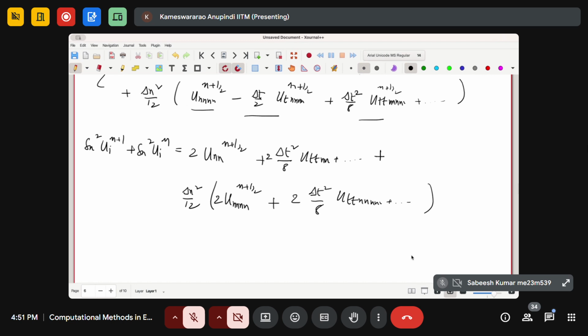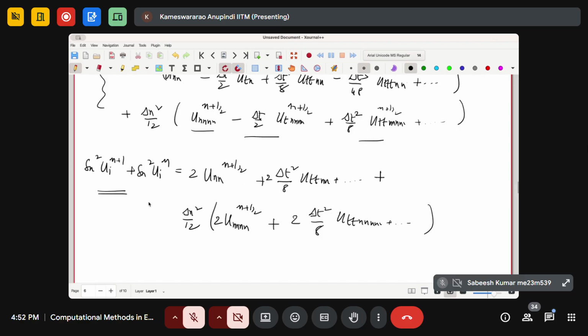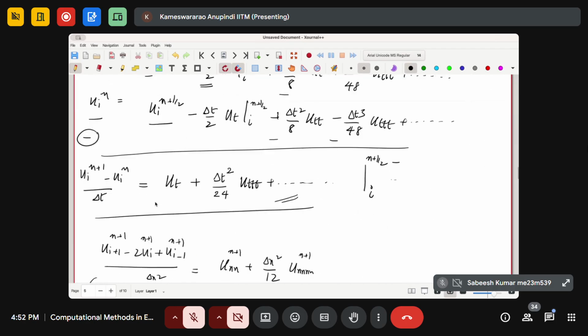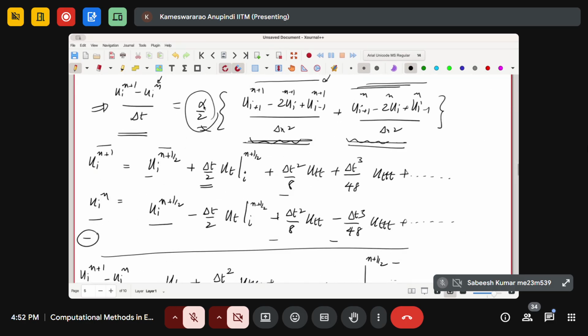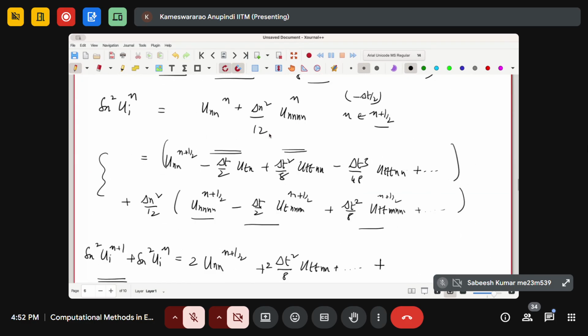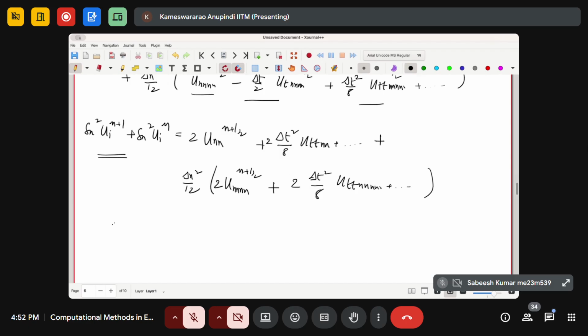Then this is the term we have. Then if you go back, you have multiplication with alpha by 2. I have just summed these two, which means I have to also multiply with alpha by 2. So alpha by 2 times delta x square ui n plus 1 plus delta x square ui n is going to be alpha times, this 2 will get cancelled with this 2. That's going to give you simply uxx n plus half.